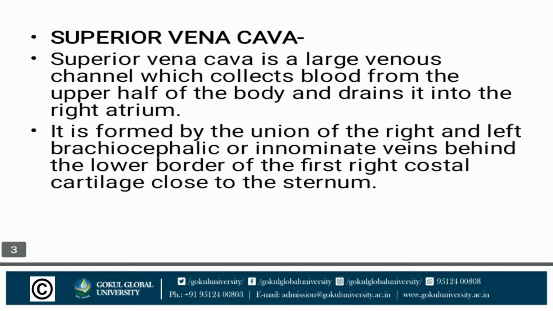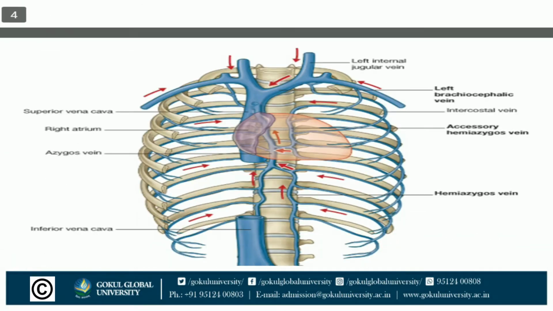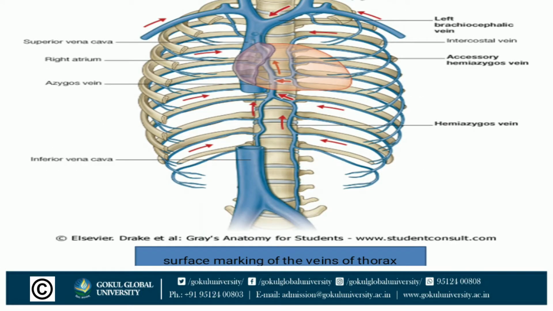Okay, let me show you in diagram. Okay, this diagram shows the surface and course of the SVC. SVC, large venous channel which collects blood from the upper half of the body and drains into the right atrium. You can see it is formed by the union of the right and left brachiocephalic or innominate veins behind the lower border of the first right costal cartilage. Okay, close to the sternum, that you can see.